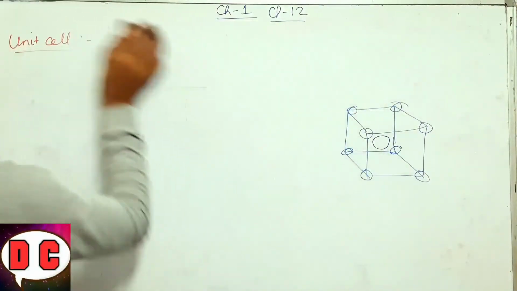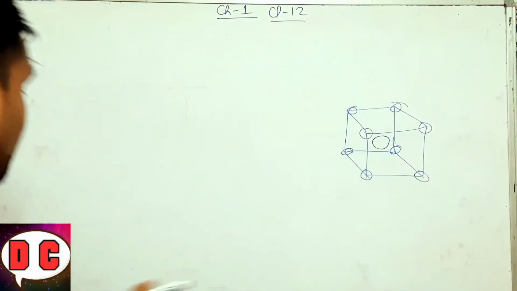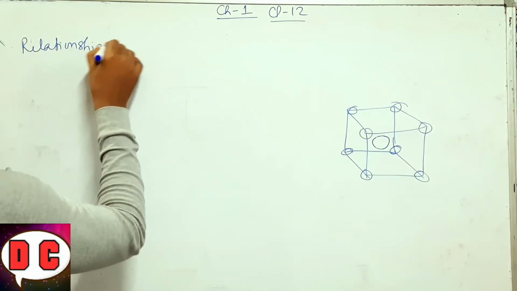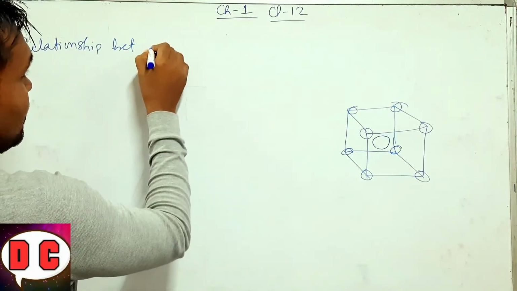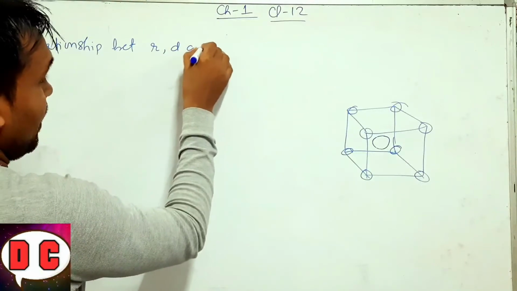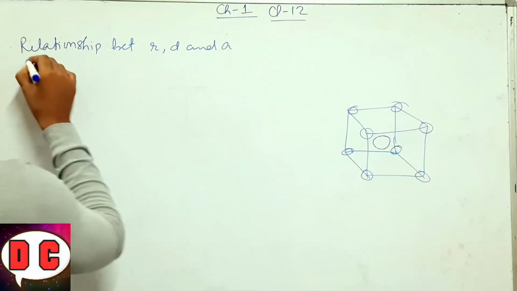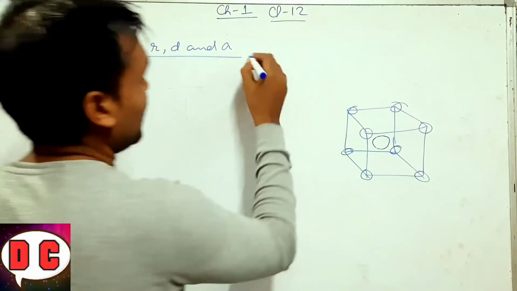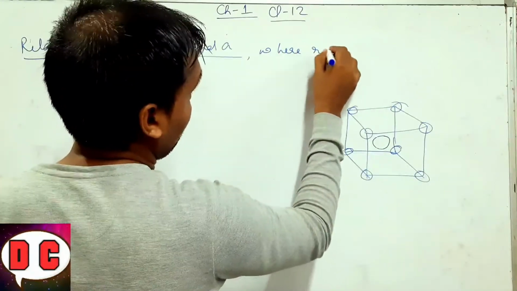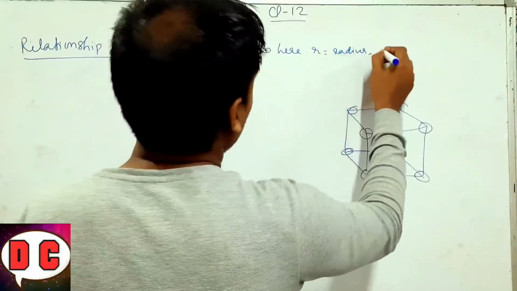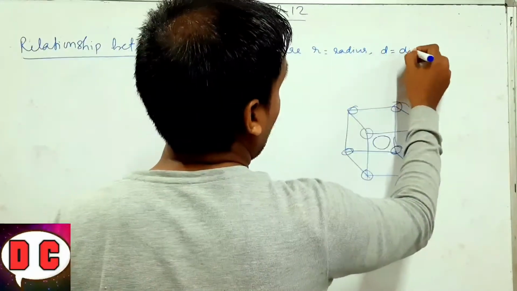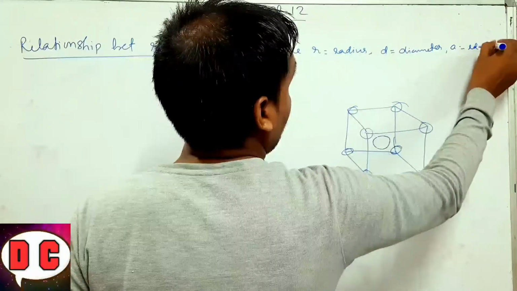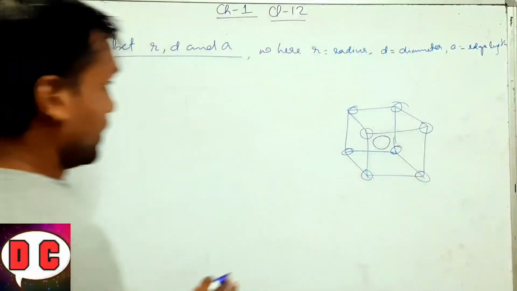So the next topic we are going to discuss here is the relationship between R, D and A, where R equals radius, D equals diameter, and A equals edge length. Okay, A equals edge length. Now fine.